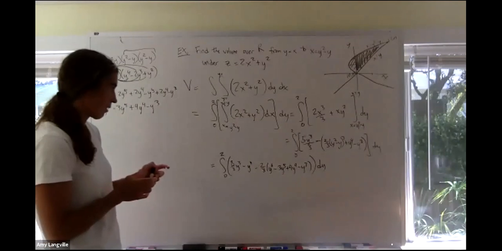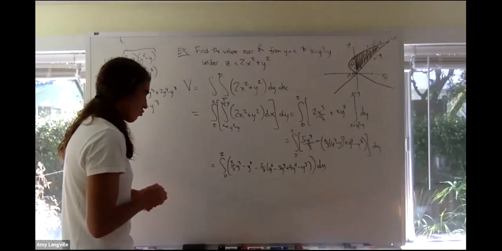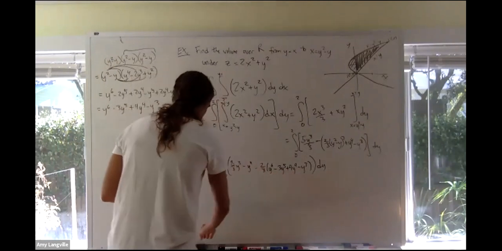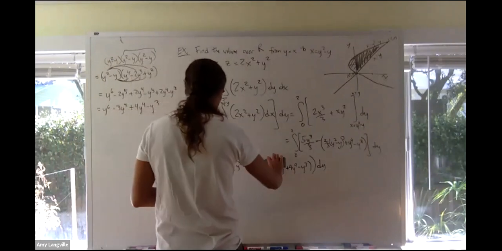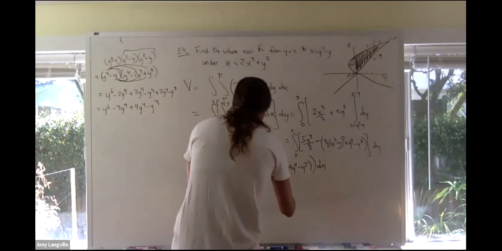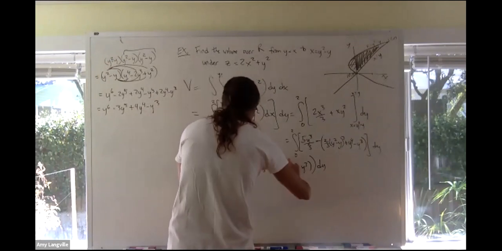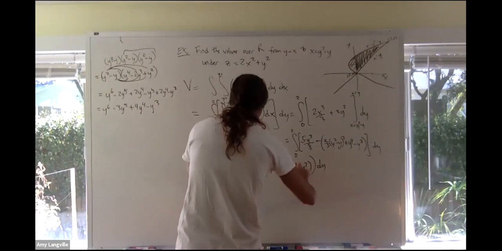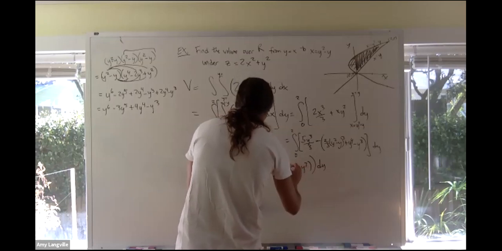Let's see. Maybe let's go ahead and distribute this fraction, might make it a little bit easier. So that'll be minus 2/3 y to the sixth plus 2y to the fifth minus 8/3 y to the fourth plus 2/3 y cubed.